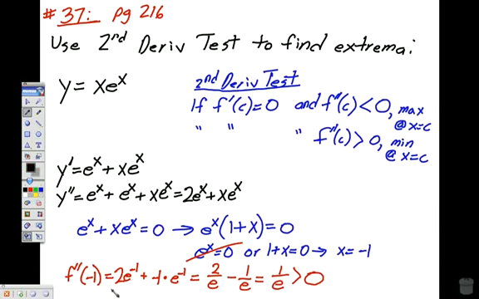We have f double prime being positive, then this must be a minimum. y has a minimum at x equals negative 1. What is that y value? Just plug negative 1 into the original function, and we find out that it's negative 1 over e. Negative 1 times e to the negative 1.